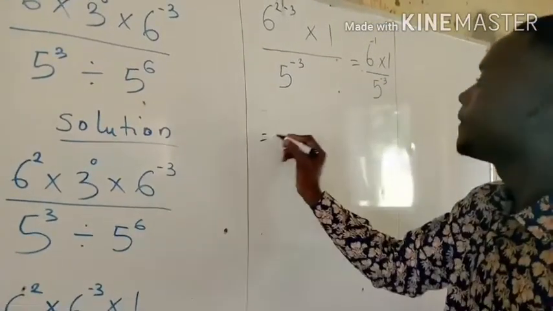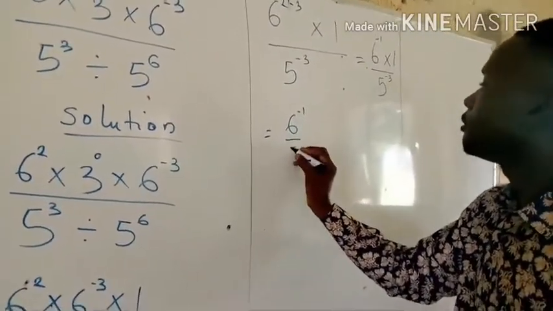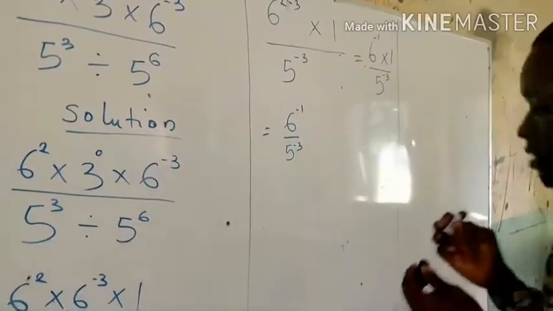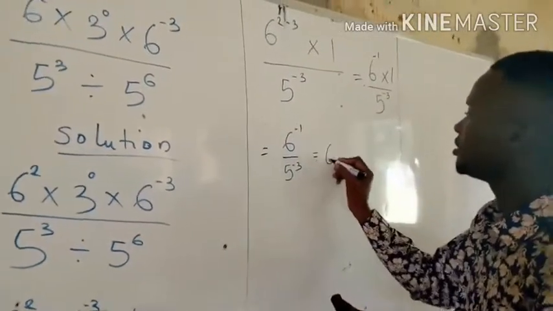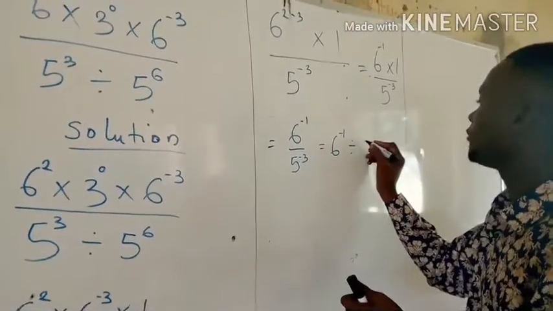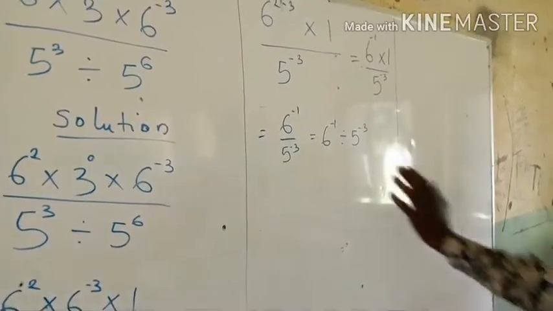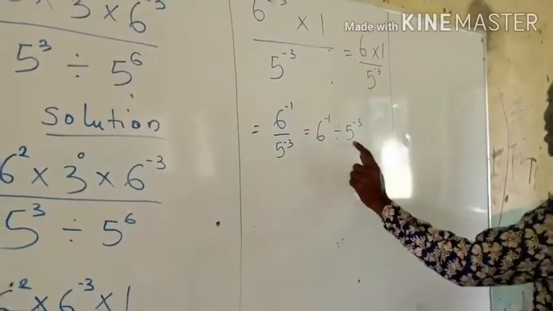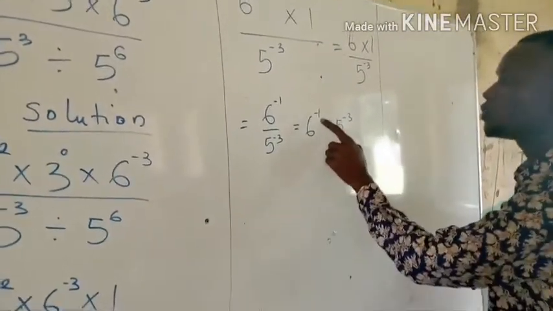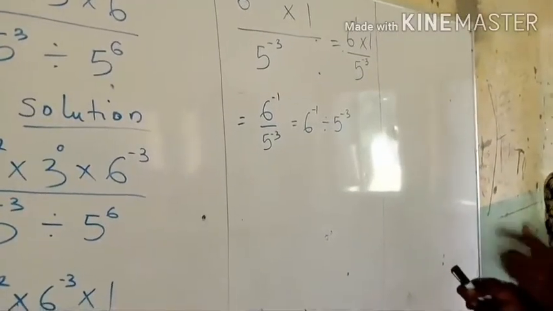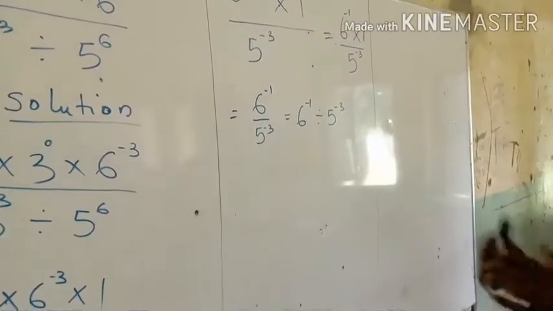So we'll have 6 raised to the power minus 1 all over 5 raised to the power minus 3. Now, this is still the same thing as saying 6 raised to the power minus 1 divided by 5 raised to the power minus 3. Yes, it's still the same thing. Now, if you look, the bases are not equal. So we cannot do anything to the powers. Since the bases are not equal, we cannot do anything to the powers. We only have to simplify it straight ahead.